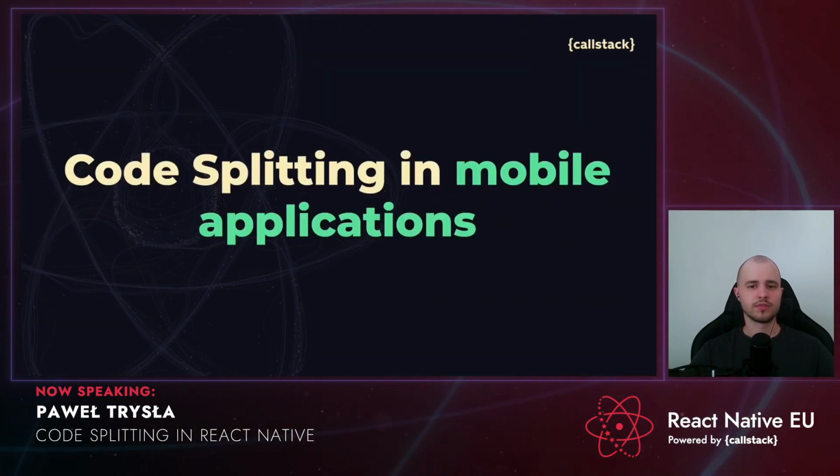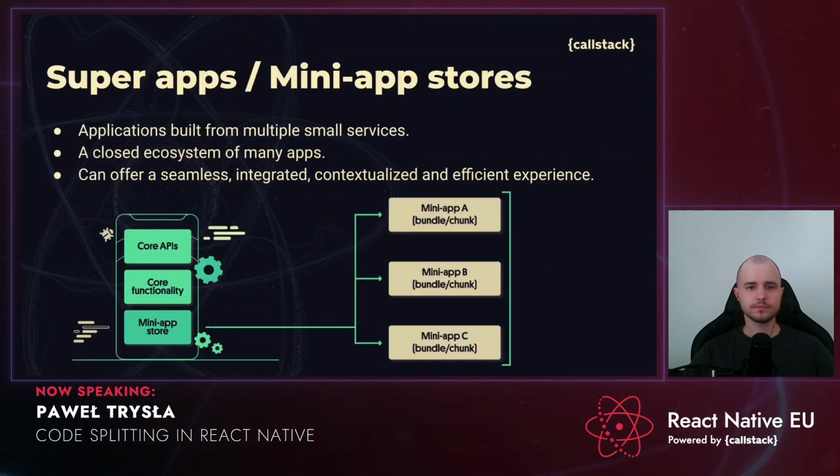Let's look at some of the examples of code splitting in mobile applications. First example are so-called super apps or mini app stores. Those applications consist of multiple small, dedicated services, sometimes referred to as mini apps. It's a closed ecosystem where a service or a mini app is tightly integrated to provide a great and efficient experience for the user. Because a super app or a mini app store can contain tens of hundreds of mini apps, not every user will use all of them. Based on that, it would make sense to download and execute the code only for the ones that the user intends to actually use. And then the host application would initially only ship the core APIs and functionalities to the user.